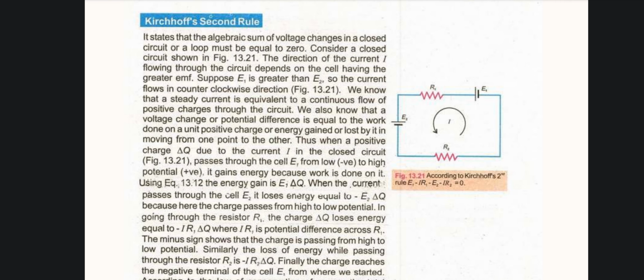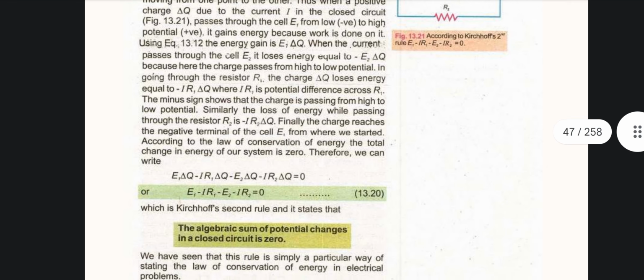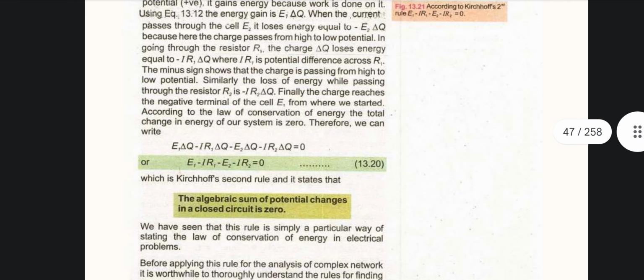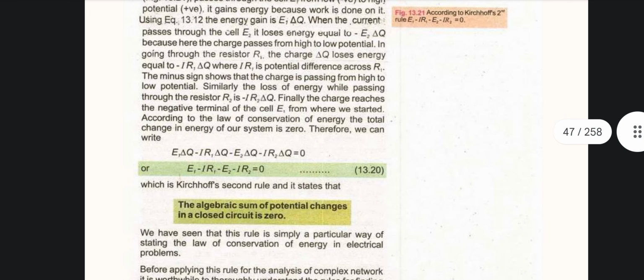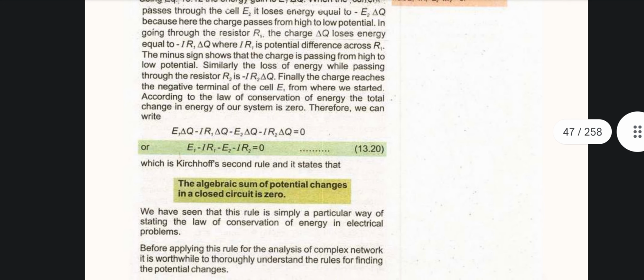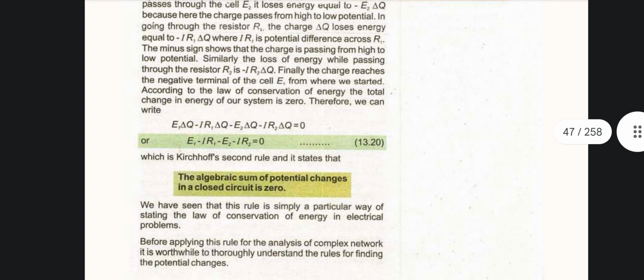Thus, when a positive charge delta Q, due to the current I in the enclosed circuit of figure 13.21, passes through the cell E1 from low to high potential, it gains energy because work is done on it. In this equation 13.212, the energy gain is E1 delta Q. When the current passes through the cell E2, it loses energy equal to negative E2 delta Q, because there the charge passes from high to low potential.